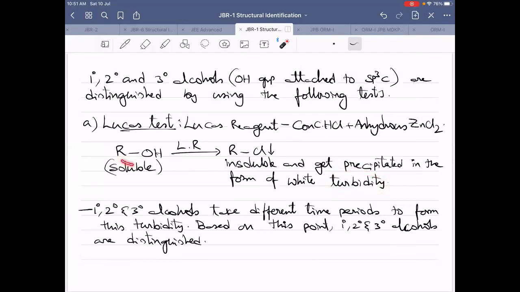So when alcohol is added to Lucas reagent, alkyl chloride is formed, which is insoluble and forms a white turbidity. The clear solution becomes a white turbid solution. How do you distinguish between primary, secondary, and tertiary alcohols? By the time taken for the formation of white turbidity. These alcohols take different time periods to form the white turbidity.